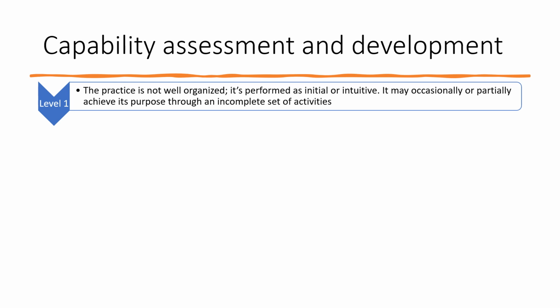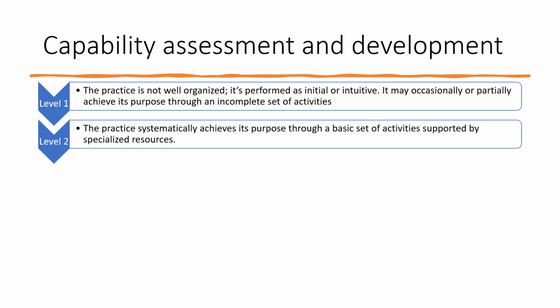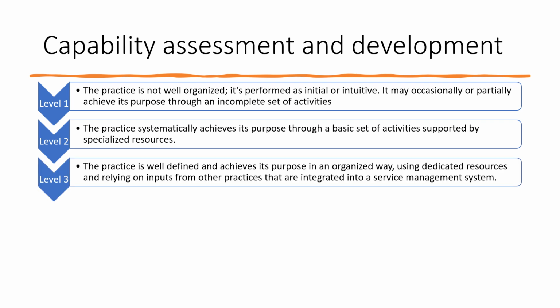Level 1. The practice is not well organized. It's performed as initial or intuitive. It may occasionally or partially achieve its purpose through an incomplete set of activities. Level 2. The practice systematically achieves its purpose through a basic set of activities supported by specialized resources. Level 3. The practice is well defined and achieves its purpose in an organized way, using dedicated resources and relying on inputs from other practices that are integrated into a service management system.